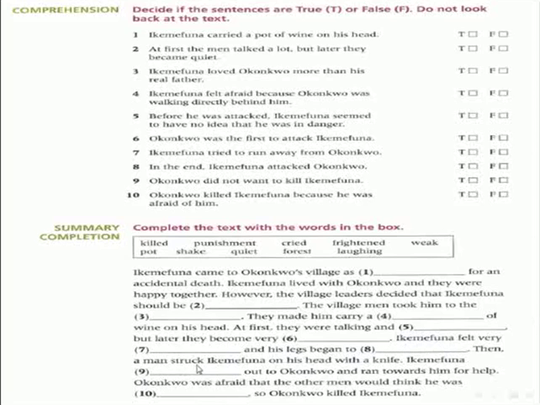Then a man struck Ikumfuna on his head with a knife. Ikumfuna cried out to Okonko and ran towards him for help. Okonko was afraid that the other men would think he was weak. So Okonko killed Ikumfuna. Right?